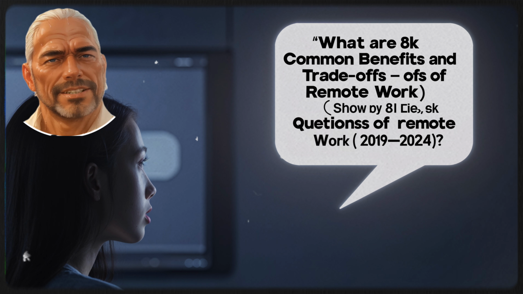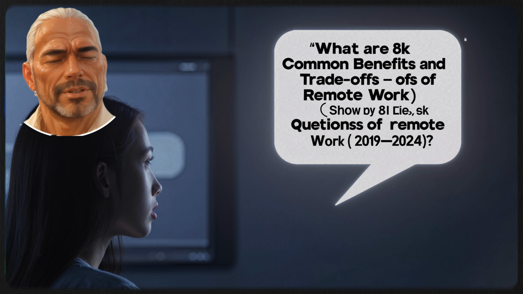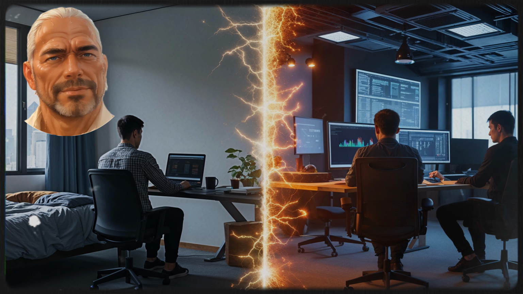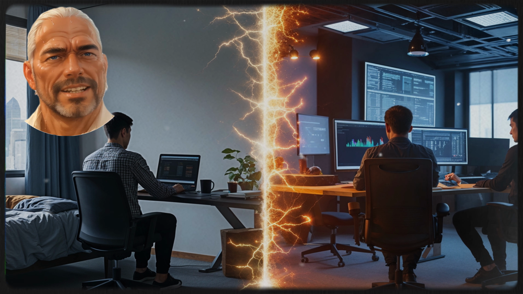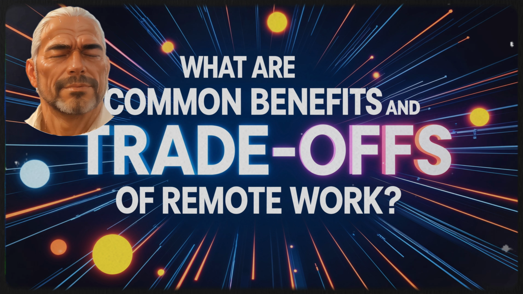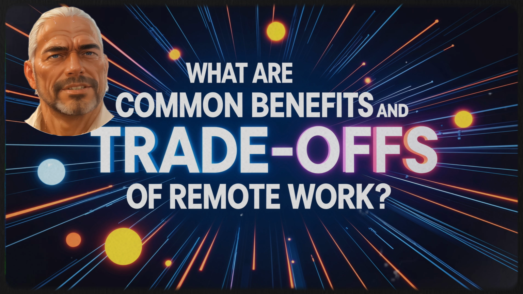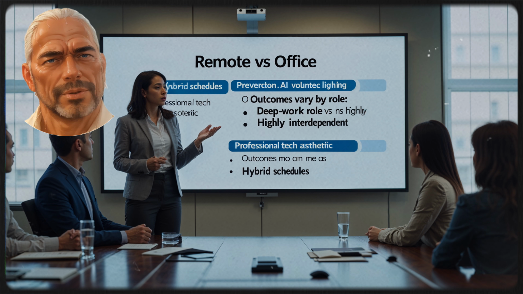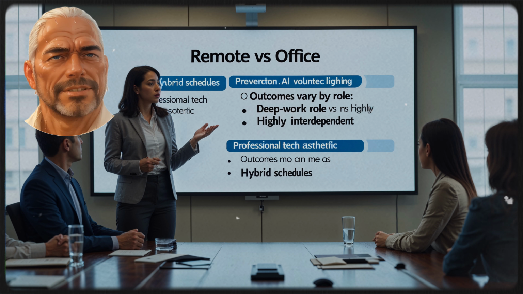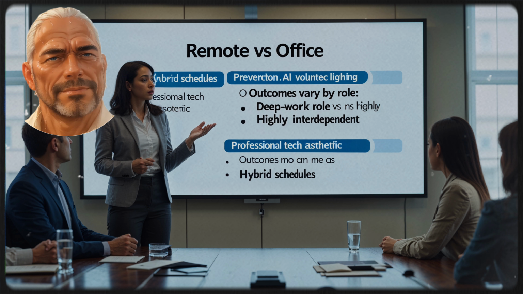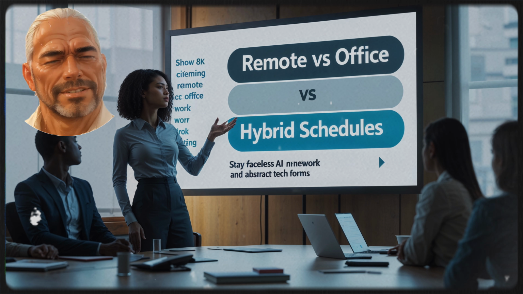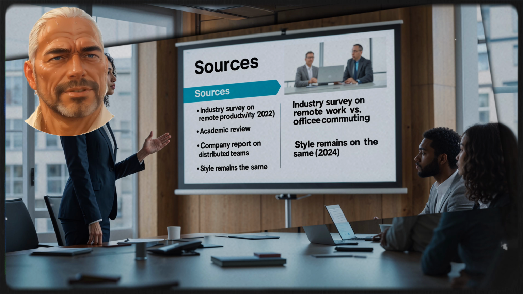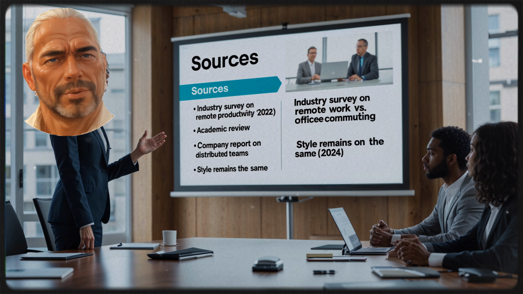Question. What are common benefits and trade-offs of remote work, 2019 to 2024? Answer. Remote work commonly improves individual focus time and reduces commuting costs, and many teams report wider access to talent. Trade-offs include weaker spontaneous collaboration, onboarding challenges for new hires, and time zone friction on distributed teams. Outcomes vary by role. Deep work roles often see productivity gains, while highly interdependent roles may need extra structure, clear handoffs, shared hours. Hybrid schedules plus written norms, docs first, meeting-light core hours, tend to balance flexibility with coordination.